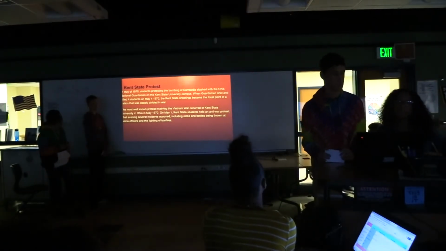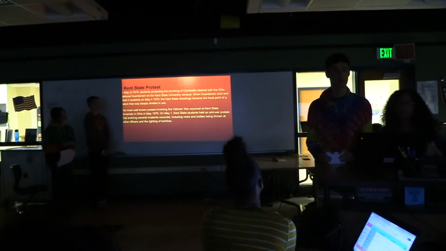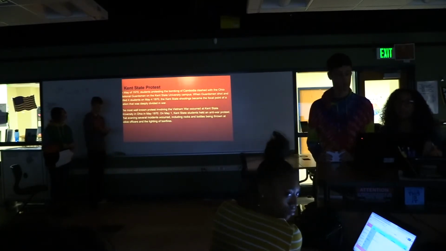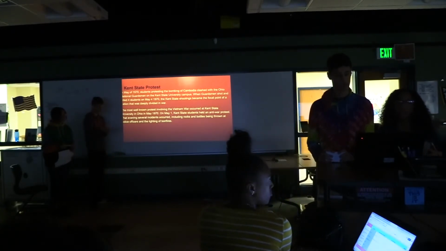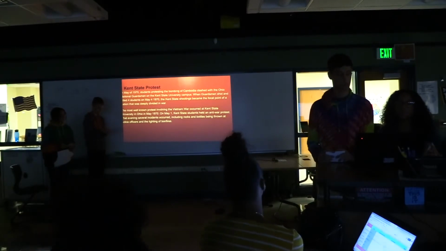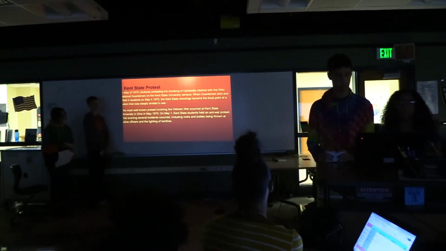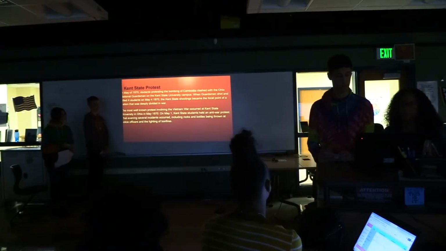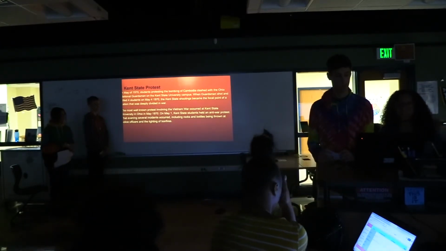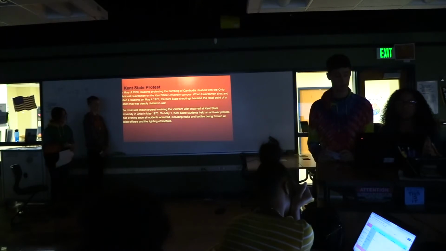Kent State protest. In May of 1970, students protesting the bombing of Cambodia clashed with the Ohio National Guardsmen on the Kent State University campus when Guardsmen shot and killed 4 students on May 4, 1970. The Kent State shooting became the focal point of a nation that was deeply divided in war.